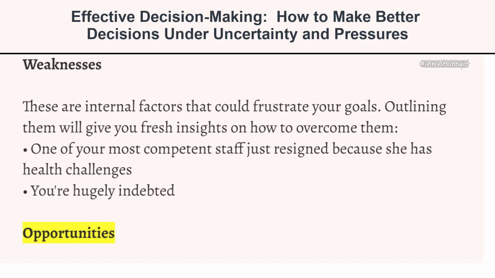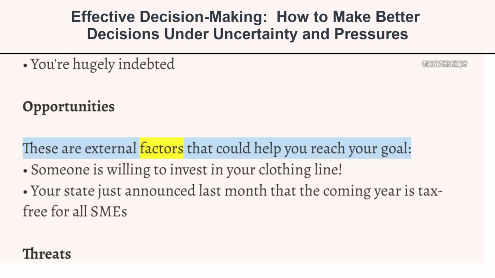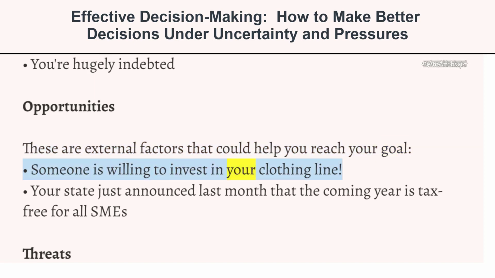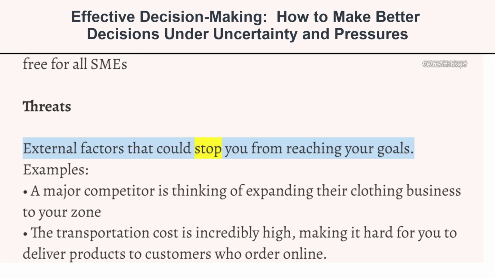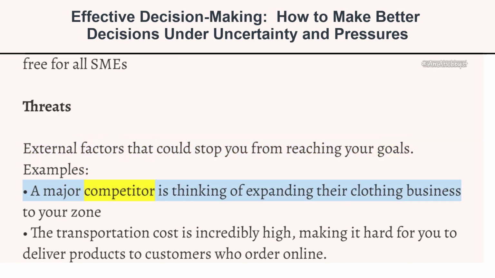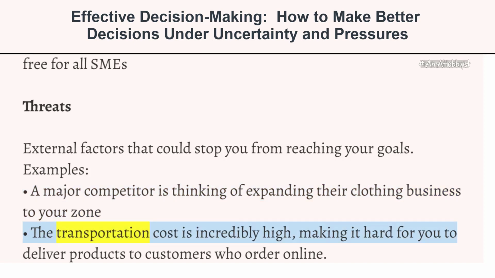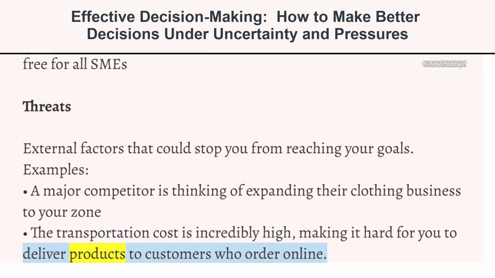Opportunities. These are external factors that could help you reach your goal. Someone is willing to invest in your clothing line. Your state just announced last month that the coming year is tax-free for all SMEs. Threats. External factors that could stop you from reaching your goals. Examples. A major competitor is thinking of expanding their clothing business to your zone. The transportation cost is incredibly high, making it hard for you to deliver products to customers who order online.